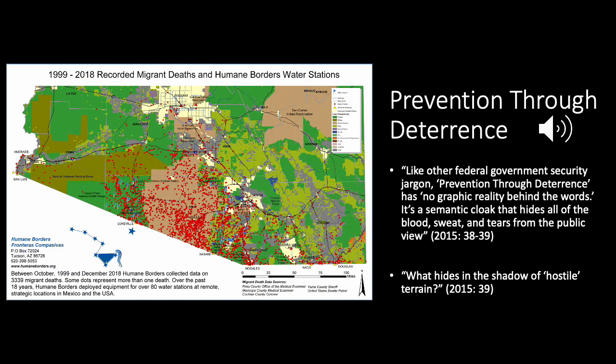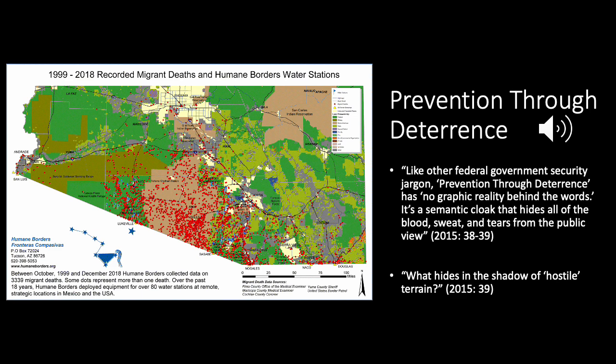And so Jason De León says, like other federal government security jargon, prevention through deterrence has no graphic reality behind the words. It's a semantic cloak that hides all of the blood, sweat, and tears from the public view. So he asks, what hides in the shadow of hostile terrain? And in this picture, I have for you, each red dot represents a documented body of a migrant who died in the process of crossing the border. I'm going to bring this up in class and think about what kinds of patterns we see in this data and how we understand it.